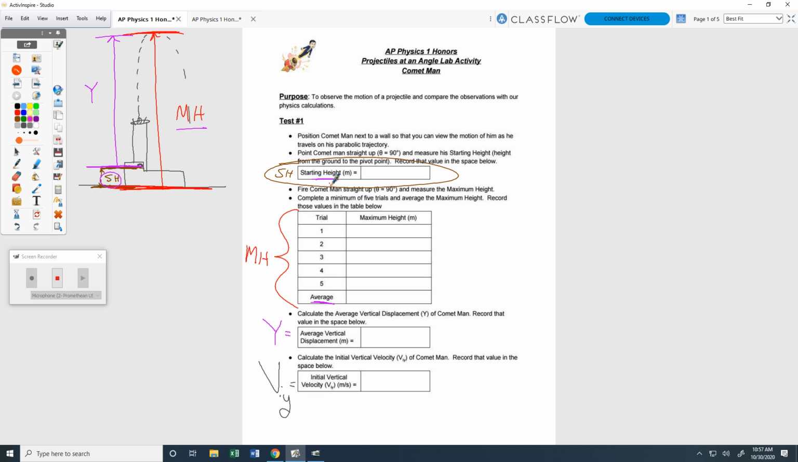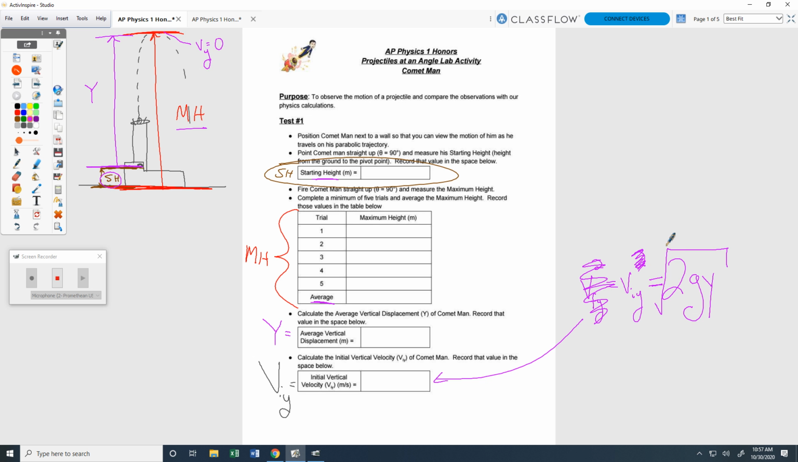The reason we need this Y value is in order to find VIY. We know that when Comet Man gets up to this highest point, he's going to have a velocity in the Y direction that's 0. So we can use that to our advantage, and I can find this using this lovely equation: VFY squared equals VIY squared minus 2 times G times Y. But since VFY at the highest point is 0, that part will disappear. It means these two parts have to equal each other. To get rid of that square, I have to square root the other side.